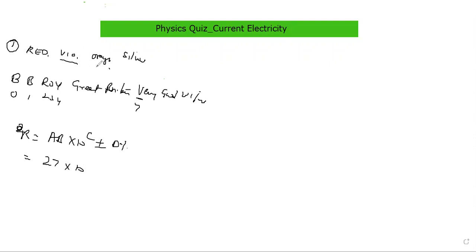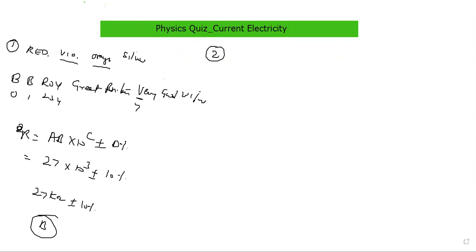The C color given is orange. Orange means 10 power 3. Plus minus, silver means 10% error. So you can also write 27 kilo ohm plus minus 10% error. This is matching with the second option. So second is the correct answer for this question.